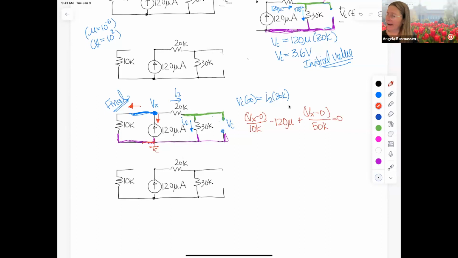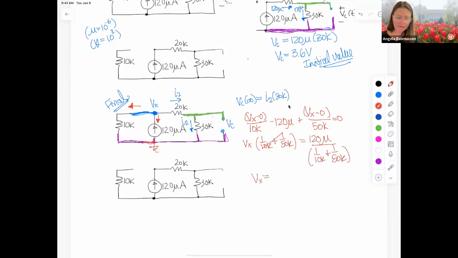So I can either do this by hand, combine all of the terms for Vx, or I can use a calculator. And this ends up giving me Vx is, oh, I didn't write the number. Vx 0.6. No, I didn't write the number.